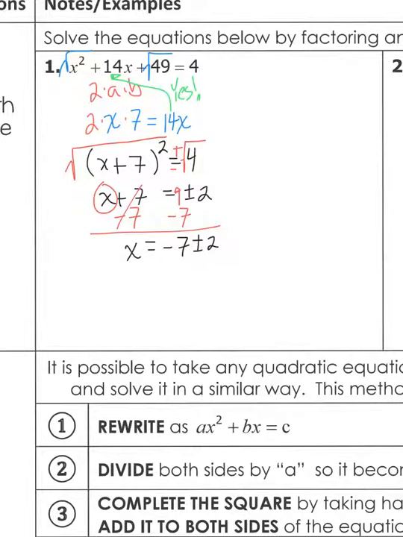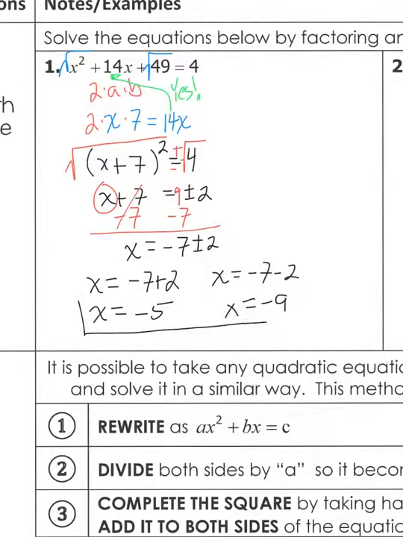Now, many of you may have left your answer this way, but there's no radical in the answer, so I can actually go further and figure out what my answer actually is. So I have to find out what -7 plus 2 is and what -7 minus 2 is. In this case, x is going to equal -5, and in this case, x is equal to -9. Again, you can use your calculator to help you out with that. So this parabola crosses the x-axis at -5 and -9.